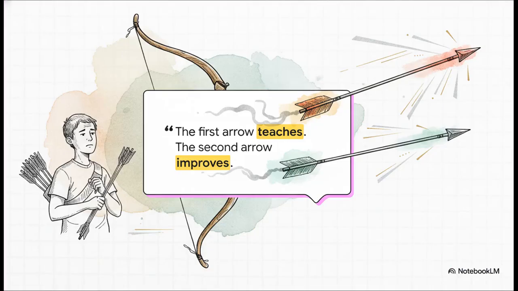Our first metaphor is archery. Now, a beginner might sit around forever trying to build the absolute perfect bow before ever taking a single shot. But an experienced archer knows the truth. The first arrow teaches, the second arrow improves, and the third arrow benefits from everything you learned before. Firing that first arrow is purely about revealing your direction. It is absolutely not about demonstrating perfection.